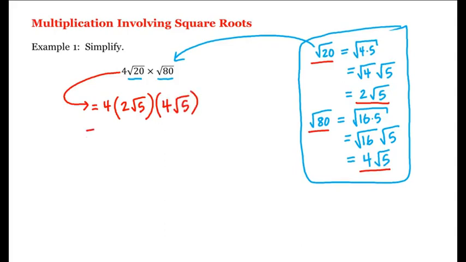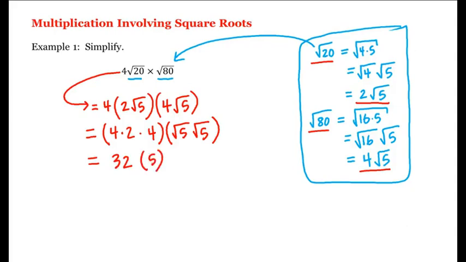And now by commutativity, we can regroup this multiplication as 4 times 2 times 4, and then times the square root of 5 times the square root of 5, which is equal to 4 times 2 is 8, times 4 is 32, and then square root of 5 times square root of 5 is just 5.